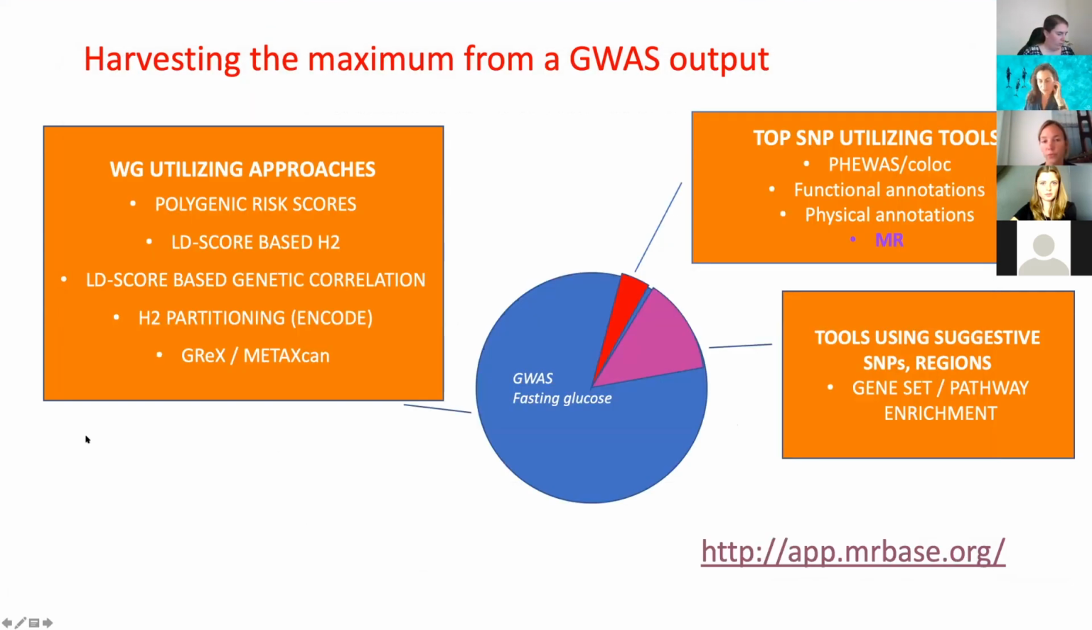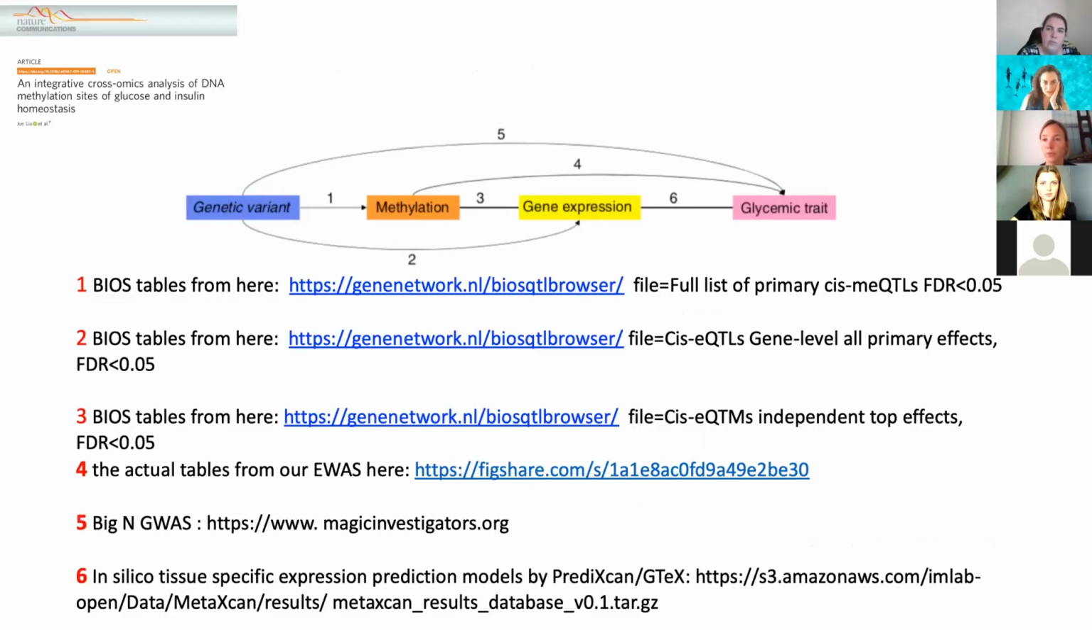Okay, so that was a bit on the Mendelian randomization tool. What we did in this study is that we had this picture. What was tested by us was number 4. So we associated the methylation to the glycemic traits. And then we tried to fill in numbers 1, 2, 3, 5, and 6 by integrating data. And that was the part about data mining and data integration.